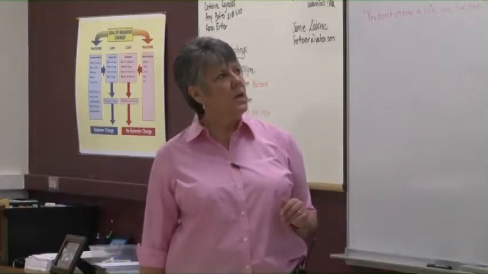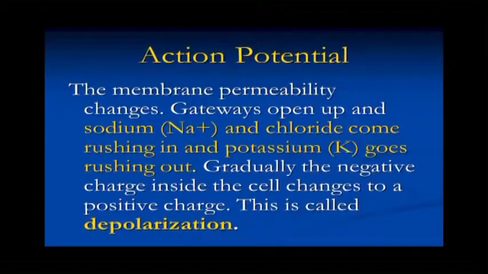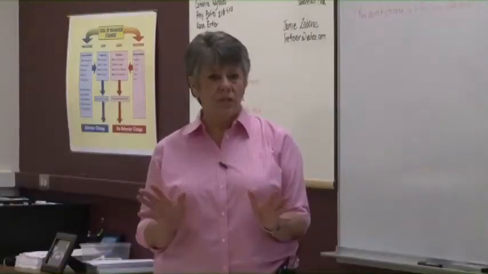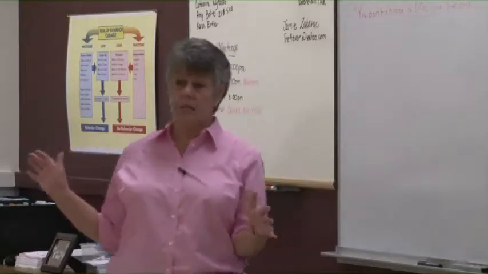Next one. So, in an action potential, when the electrical charge actually is happening, the permeability of the cell changes. So gateways will open up in the cell, and it will allow sodium and chloride to come in, and it will allow potassium to rush out. And gradually, the negative charge inside the cell changes to a positive charge, and this is called depolarization. Again, you don't have to memorize that. Just go, oh, that's interesting.